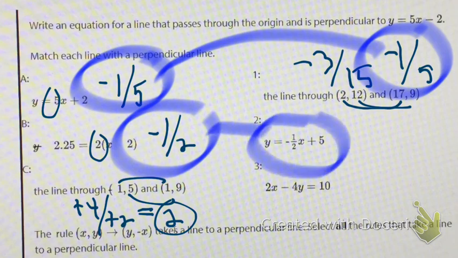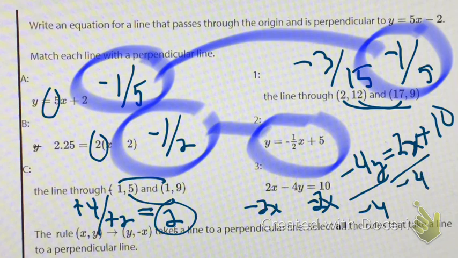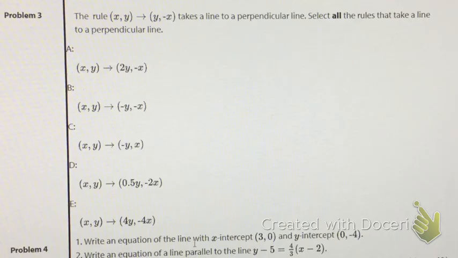But you may have to calculate them, like right here on number 3. You might have to change this equation and subtract 2x from both sides. So you're going to get minus 4y equals minus 2x plus 10. And then you're going to have to divide by negative 4. So you may have to do that to get the slope out of there. So that's just a little bit of the homework practice.